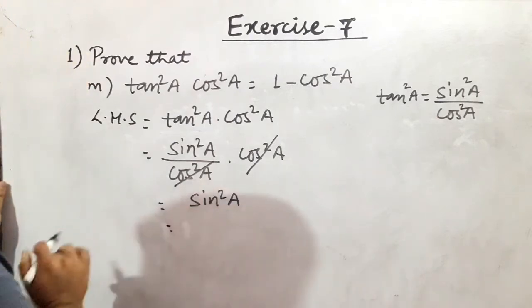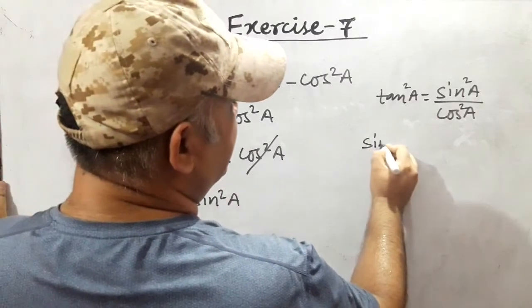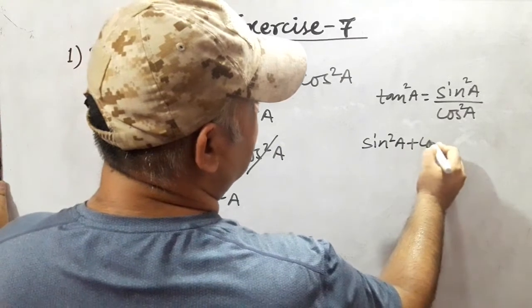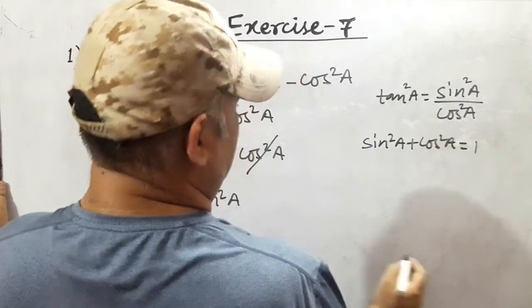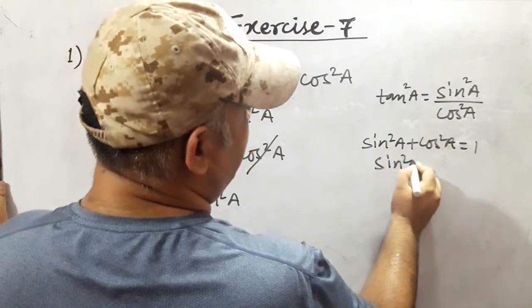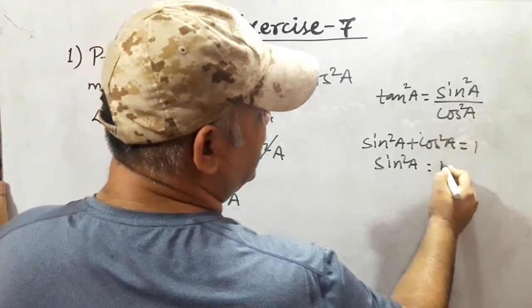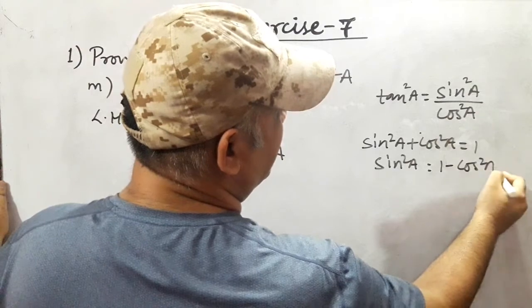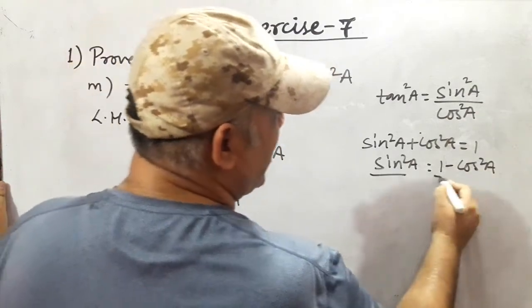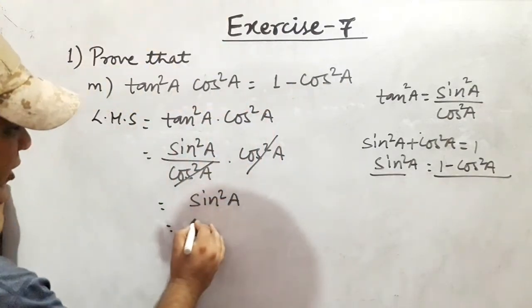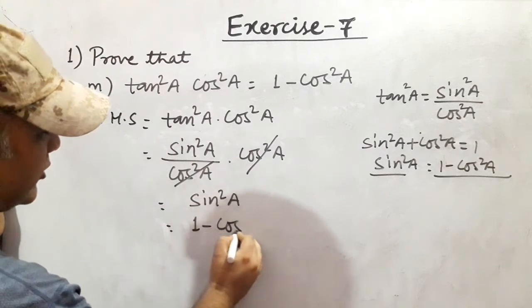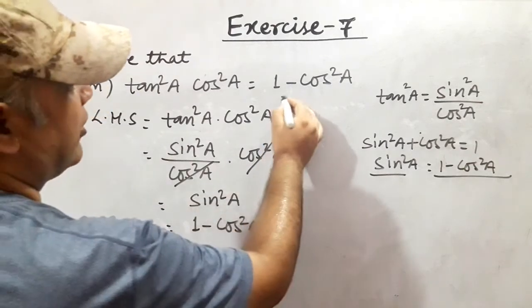And what is sin square A? We know sin square A plus cos square A equals 1. Then sin square A equals, when plus cos square A goes to the right hand side, it becomes 1 minus cos square A. So sin square A equals 1 minus cos square A. So I can write here 1 minus cos square A, which is our right hand side.